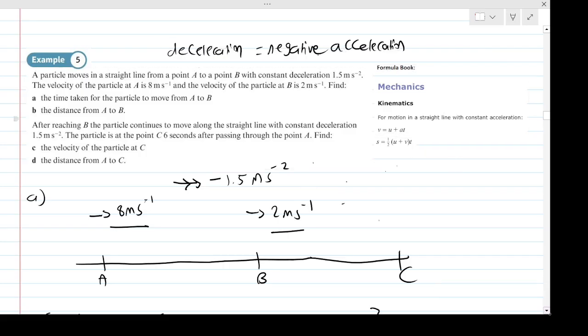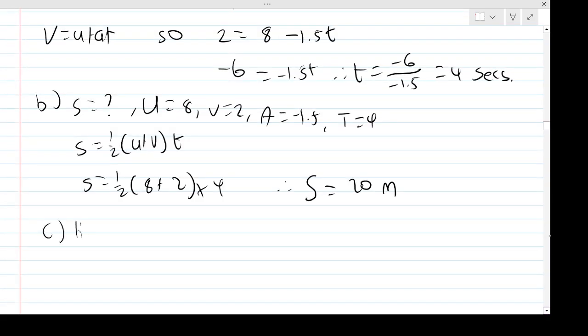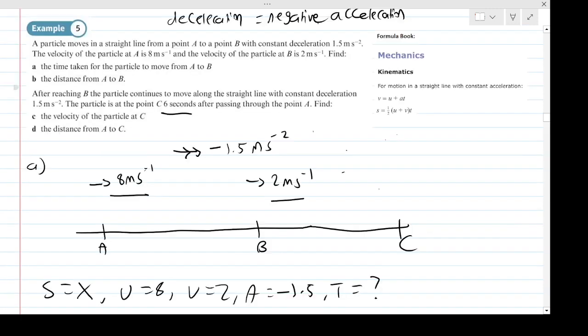And we're also given the time, okay? So the time from A to C is 6. Okay, so I'll make a note of that. The time from A to C equals 6, okay? Now, what they want here is to find the velocity of the particle at C.